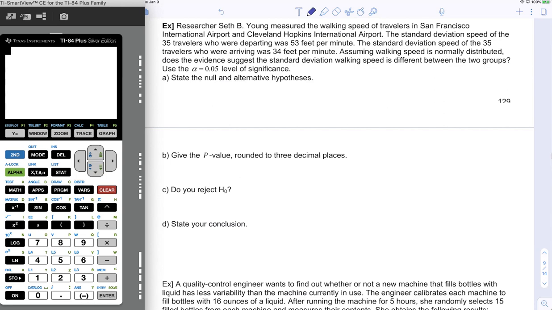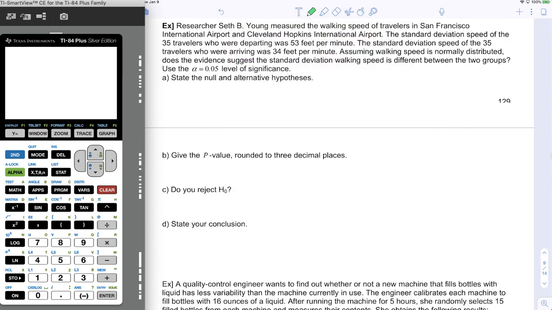Researcher Seth B. Young measured the walking speed of travelers in San Francisco International Airport and Cleveland Hopkins International Airport. The standard deviation speed of the 35 travelers who were departing was 53 feet per minute. The standard deviation speed of the 35 travelers who were arriving was 34 feet per minute. Assuming walking speed is normally distributed, does the evidence suggest the standard deviation walking speed is different between the two groups? Use the alpha equals 0.05 level of significance.